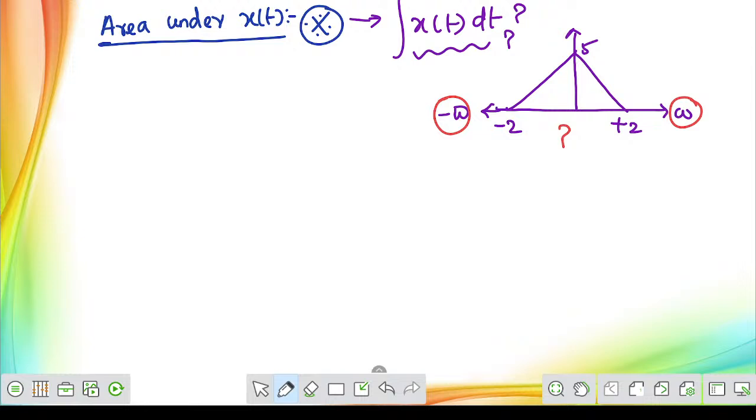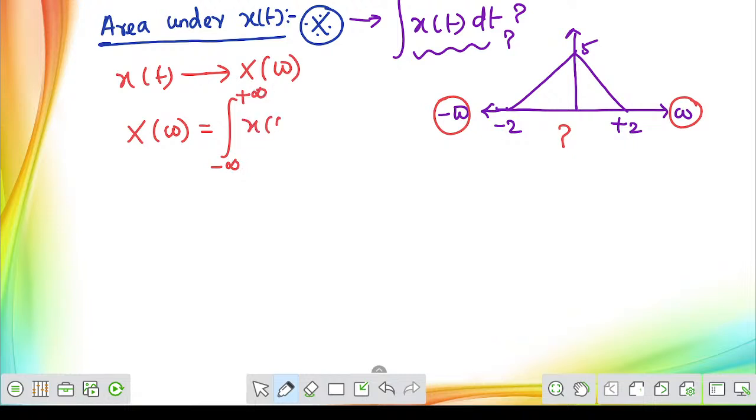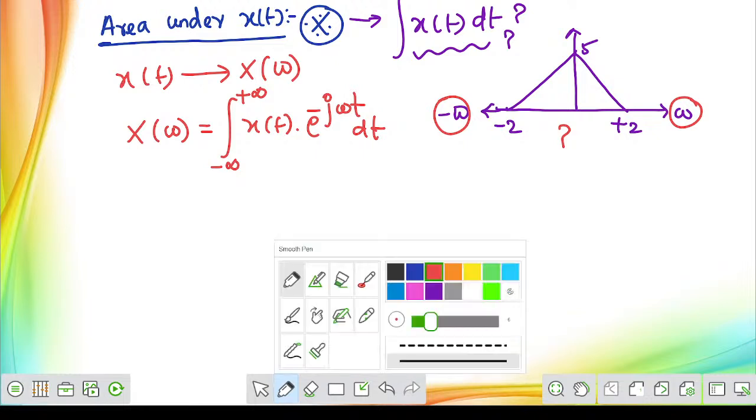I will tell you. We know that whenever you shift a signal from the time domain to the frequency domain, if I have a signal in the time domain, how will you shift it to the frequency domain? Every time, x of t will be converted into x of omega. For that, we have a standard formula: X of omega equals the integral from minus infinity to plus infinity of x of t into e power minus j omega t into dt. This is the standard formula that we are using.